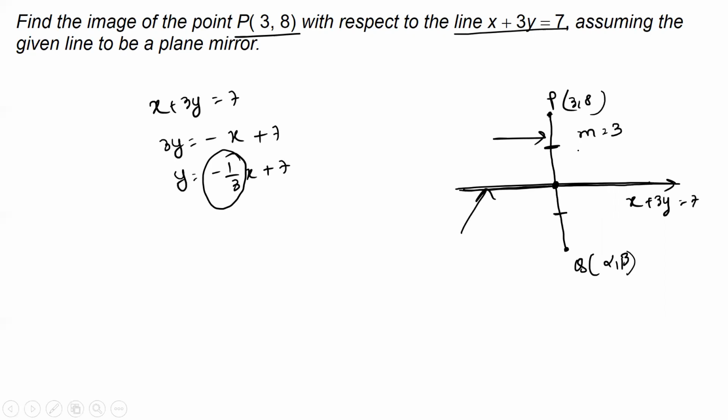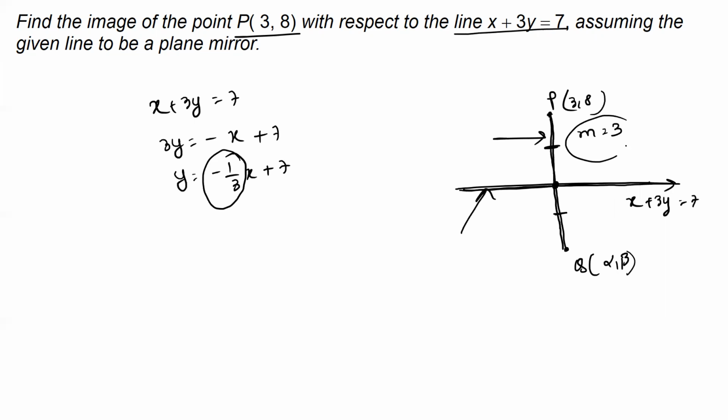Remember why? Because reciprocal and changing the sign, we have discussed in the very first or second videos on straight lines. There's a trick for finding out the slope of any line perpendicular to a given line. So the slope of the required line is 3. All right, so we have to find out the equation of this line.